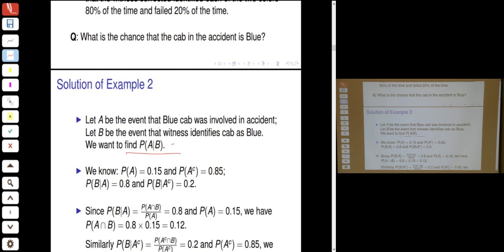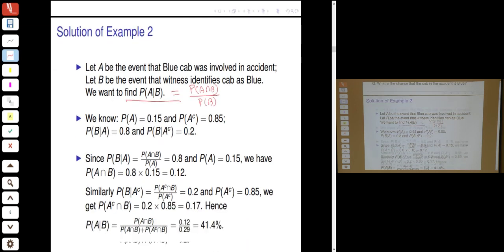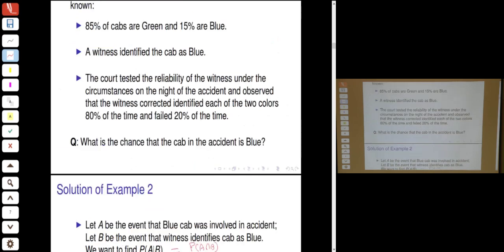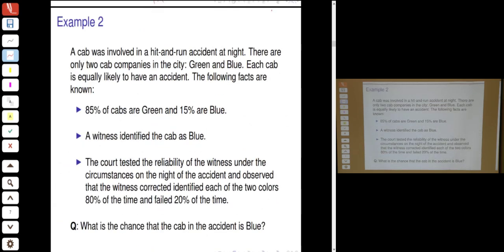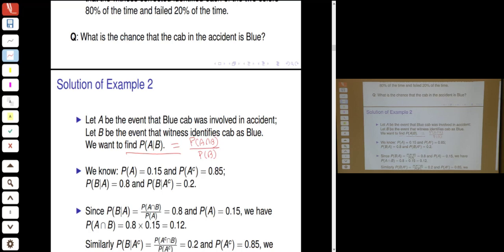Again, what do we need? We need probability A intersection B and probability B. So, let us calculate the various probabilities, from the data that is given to us. We know that 15% of the cabs are blue. And since A is the event that the cab was blue, the chance of a random cab being blue is 15%, right? So, the probability of A complement is just 100 minus 15%, or 1 minus 0.15, which is 0.85.